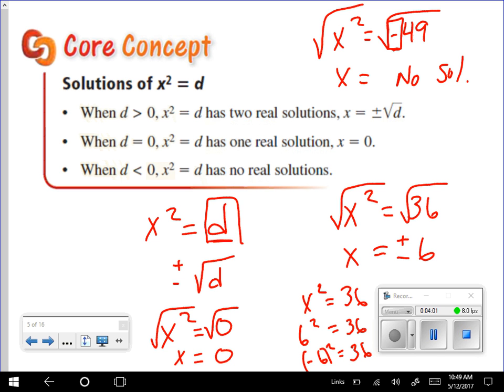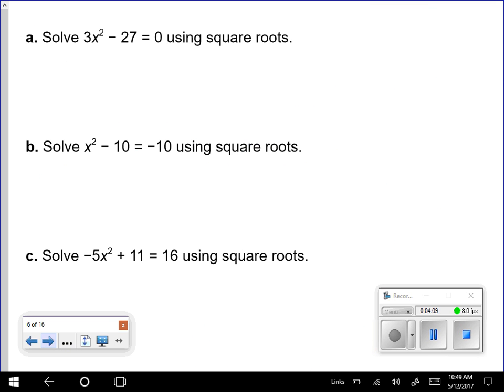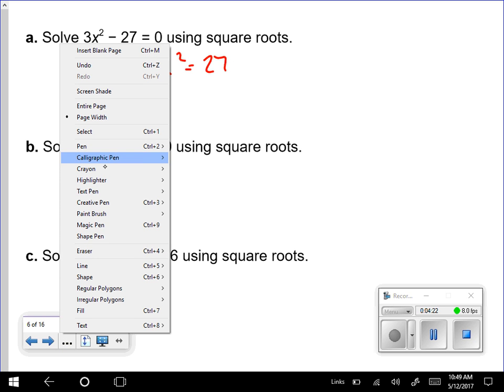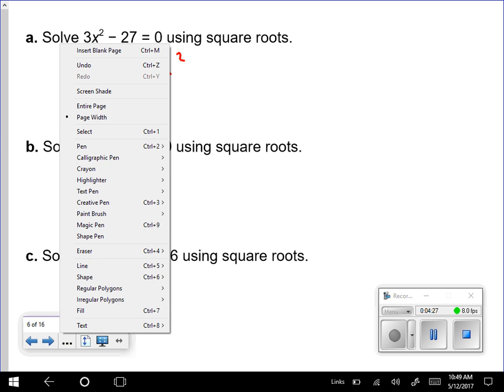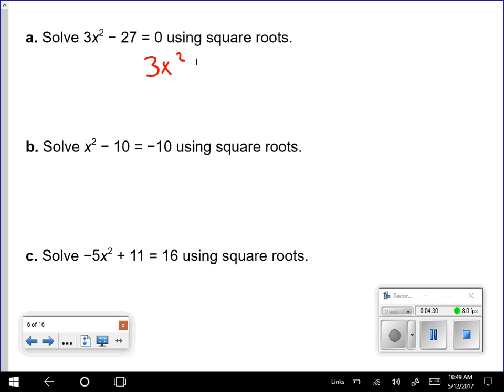We're going to use these in a lot of examples today, but I think you guys will catch on pretty quickly to the idea of solving these quadratic equations. All right, so here's a quadratic equation. We have a squared term, and our goal is to get x squared alone.